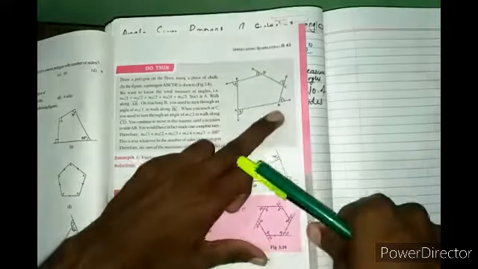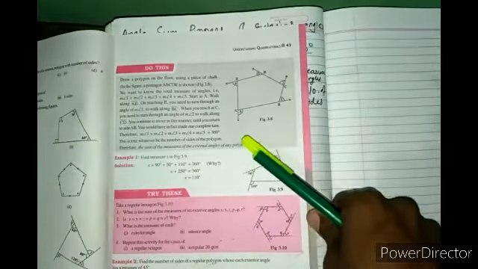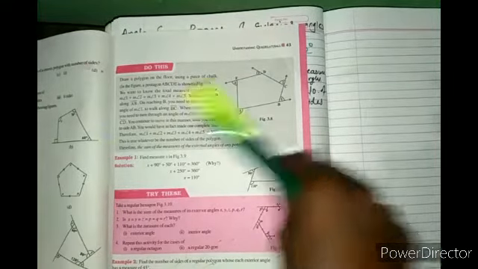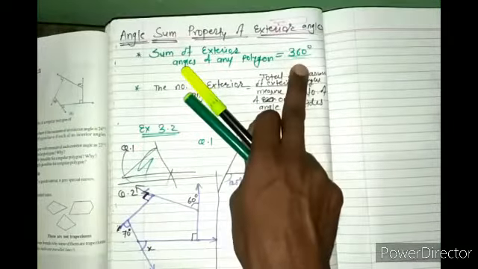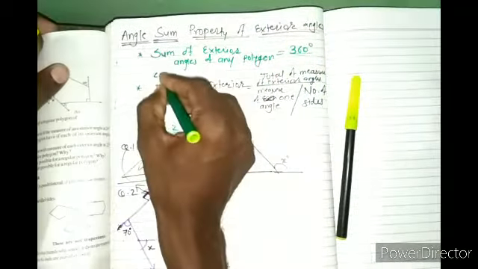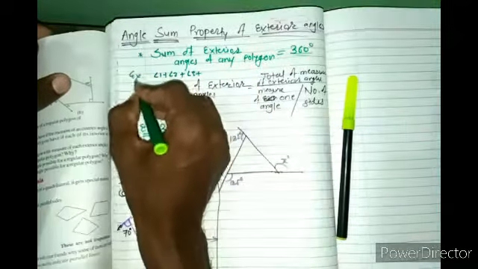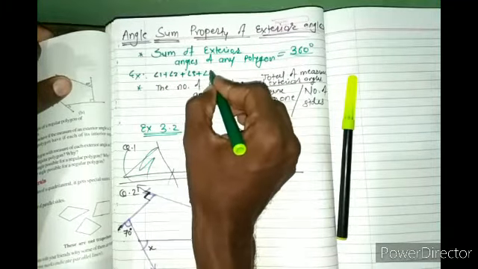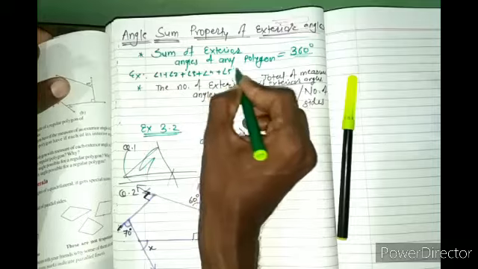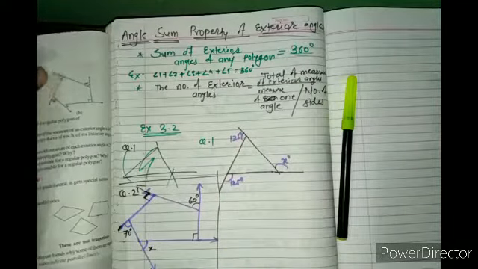The angles 1, 2, 3, 4, 5 are the exterior angles, right? And the measure of all these exterior angles is 360 degrees. It means if I am combining angle 1 plus 2 plus 3 plus 4, plus whatever the number may be, the sum should always be 360 degrees.